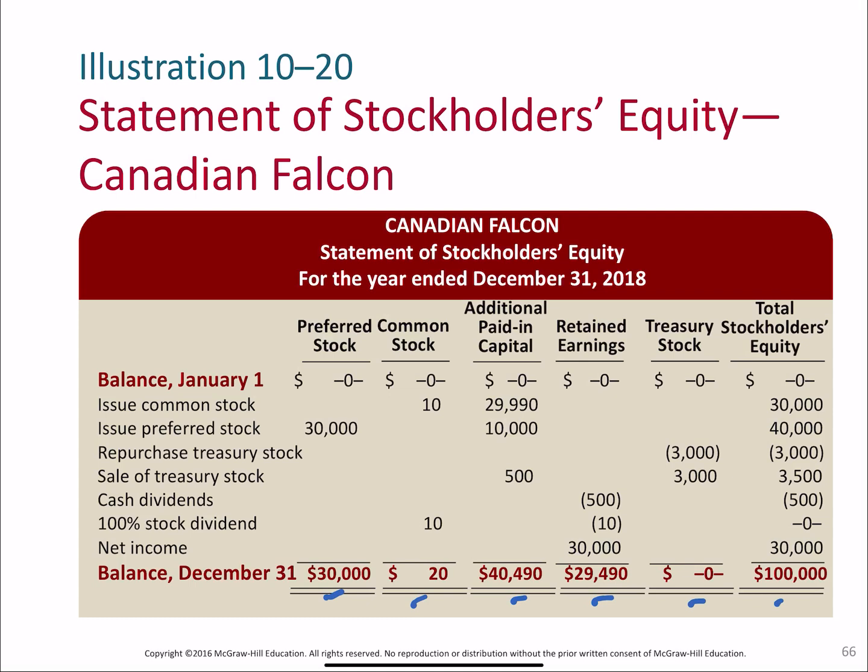So here are some of the different concepts we added in this chapter. We've been issuing common stock all semester. Now we're showing issuance of preferred stock, repurchase of treasury stocks. We've got a new column here: sale of treasury stock, dividends, although you guys have been dealing with that this semester, and then net income.